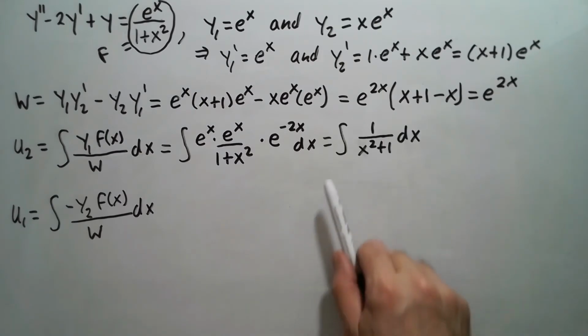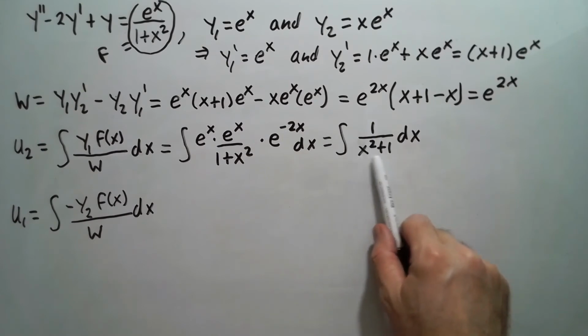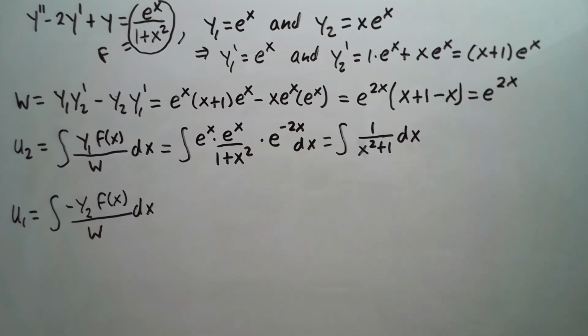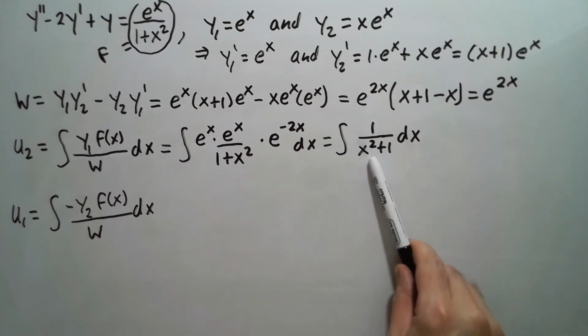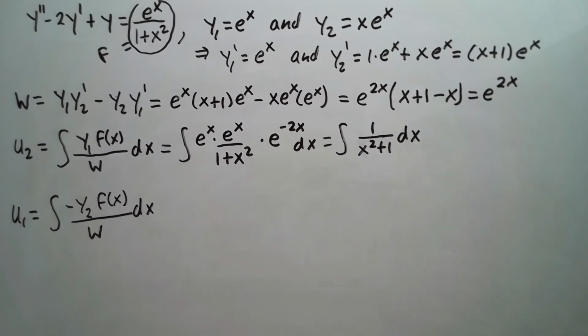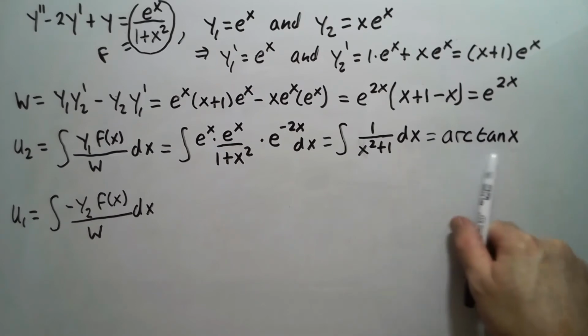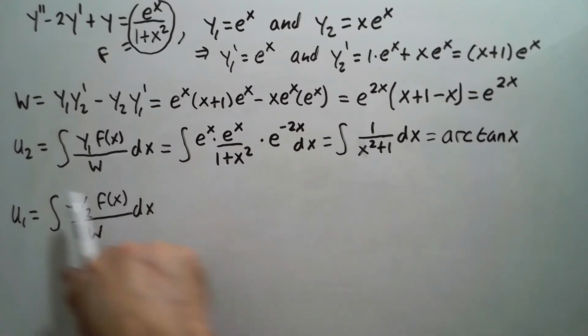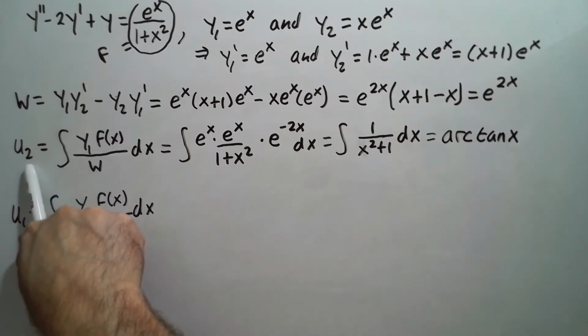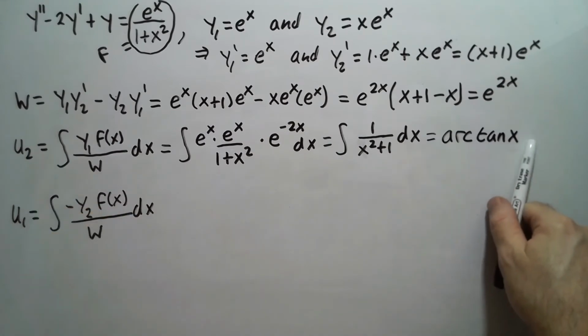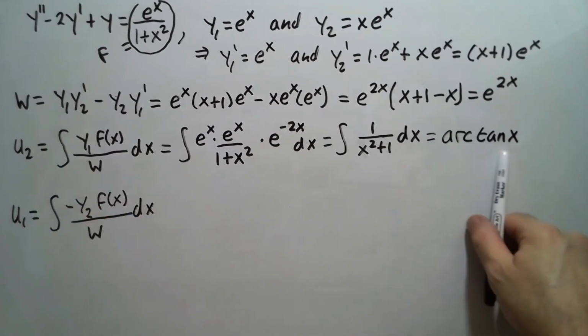Okay, so it's going to be the integral of 1 over x squared plus 1. And you recall from Calculus 2 or Math 160, the integral of this is arctangent. So let me write it here. It'd be arctangent plus c, but since we're just finding u2, you can just choose the constant always to be 0. So it's just going to be arctangent.